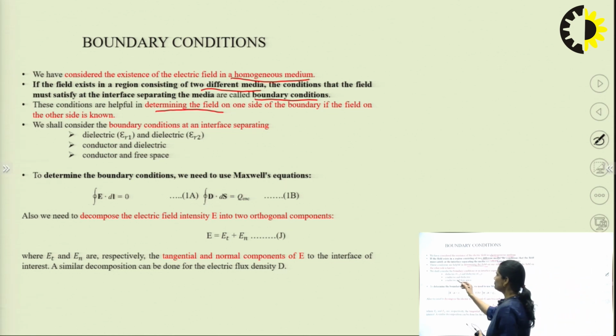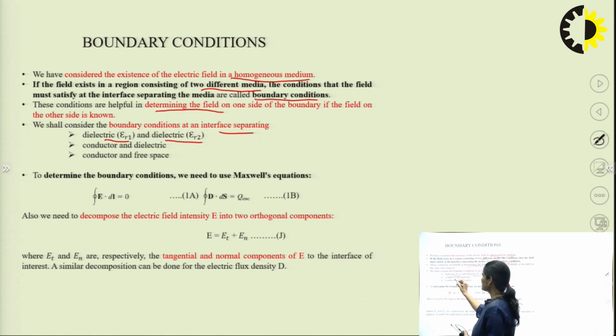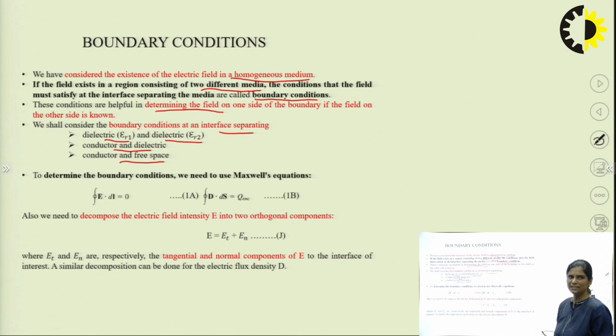Now we shall consider the boundary condition at an interface separating one dielectric, denoted by epsilon r1, and another dielectric, denoted by epsilon r2. The second is a conductor and dielectric, and a conductor and free space. To determine the boundary conditions, we need to use the Maxwell equations. You should know the Maxwell equations, and only then can you find the boundary conditions.